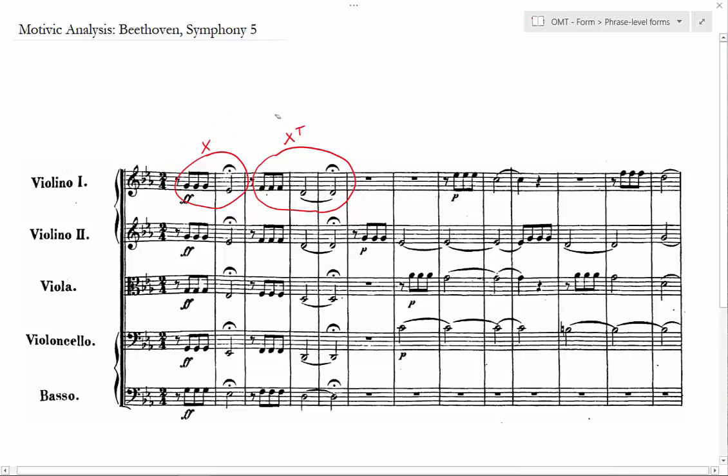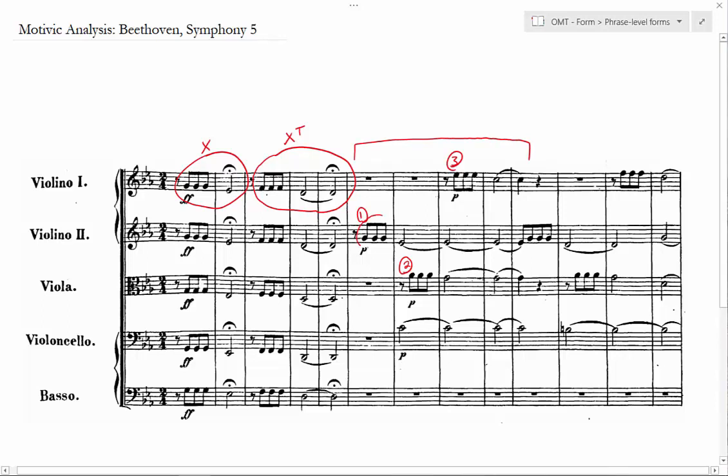Okay, after this introduction, Beethoven starts layering statements of the motive, and he does this with 3 statements at a time. The first one occurs in violin 2, then the second one in the viola, and then the third one in violin 1. Right, so that sounds like this. Okay, so there's our first grouping of 3 motives that have been layered.